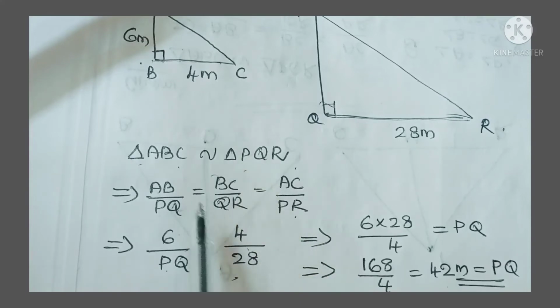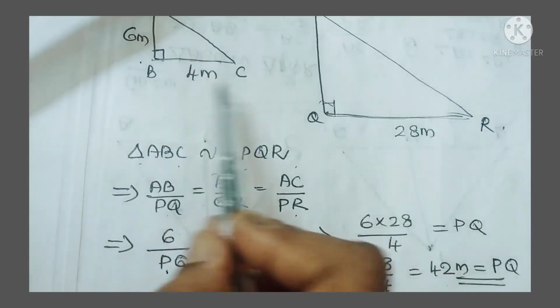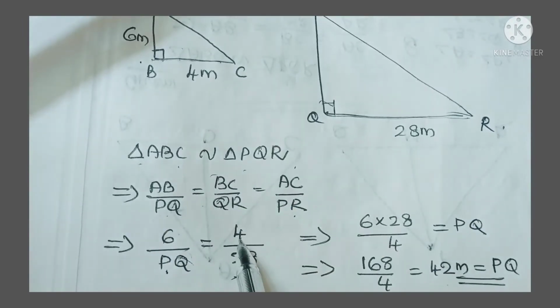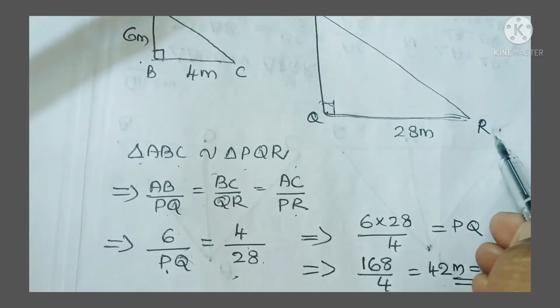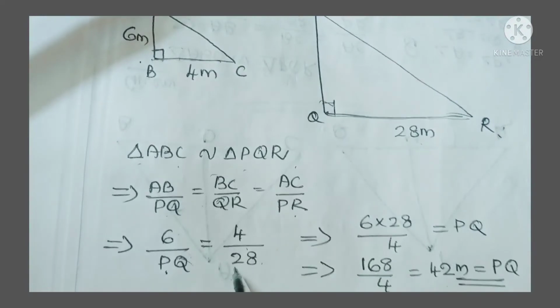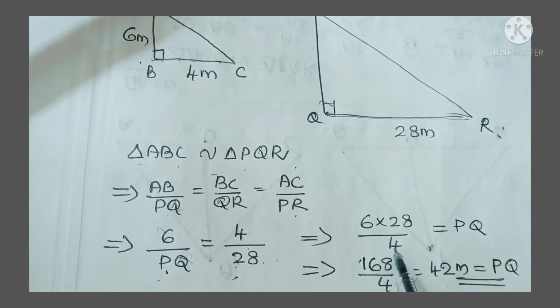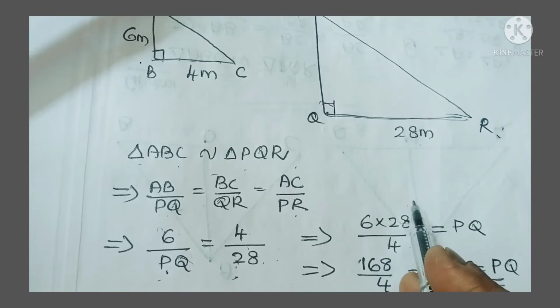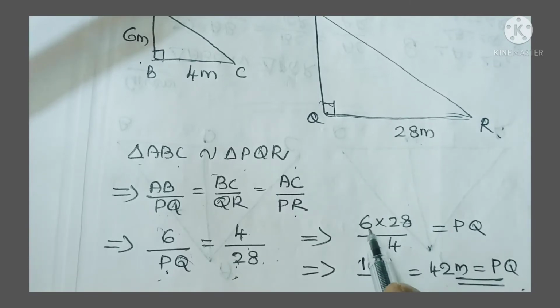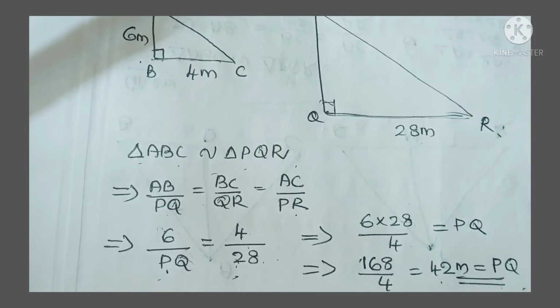In the figure, what is AB? AB is 6 and PQ we want to find. BC, that is the length of the shadow, is 4 meter, by 28, the shadow of that vertical tower, that is 28 meter. So 4 by 28. Then cross multiplying, PQ is equal to 6 into 28 by 4. We can cancel 4 and 28, so it is 7 into 6, 42. Or multiplying 6 with 28, that is 168 by 4. So again we will get 42 meter.